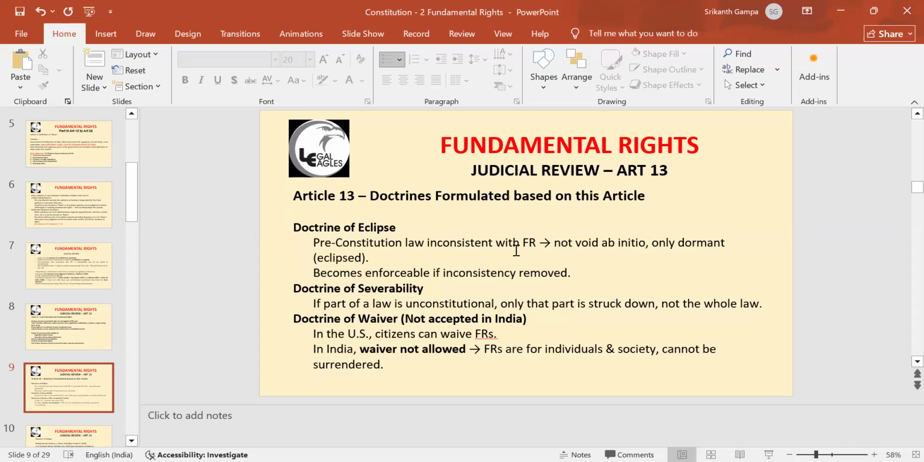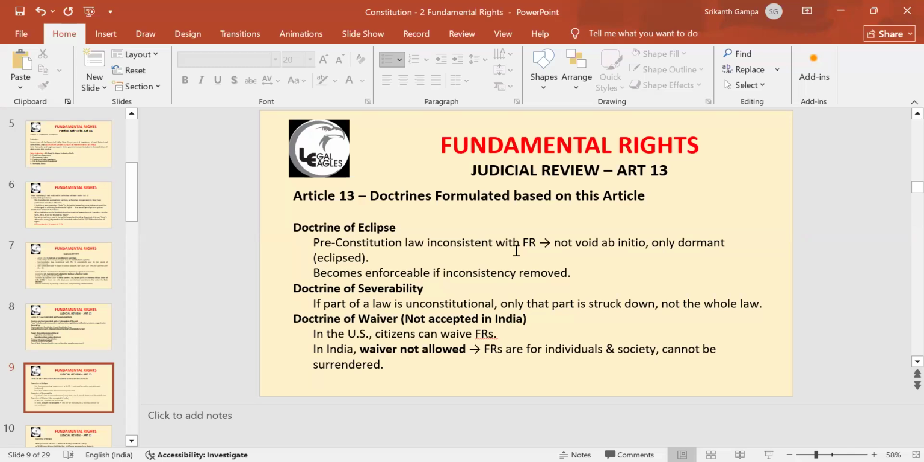Doctrine of severability: if any part of a law is unconstitutional, only that part is struck down, not the whole law. Doctrine of waiver: in the US, citizens can waive their fundamental rights. This is very important. I've included this because it is part of the syllabus, and this question is asked. The doctrine of waiver is not applicable in India.